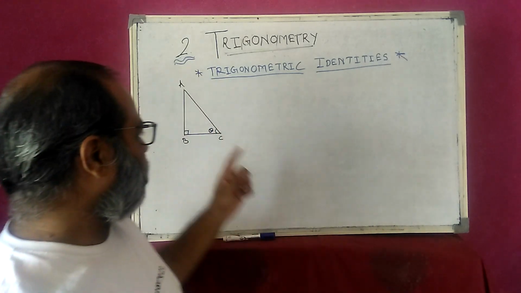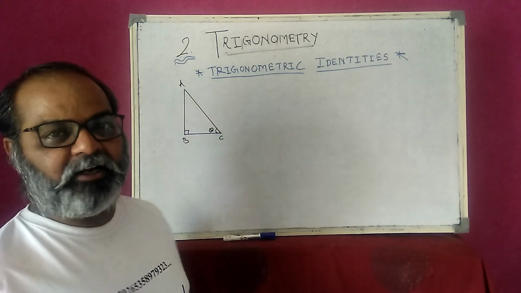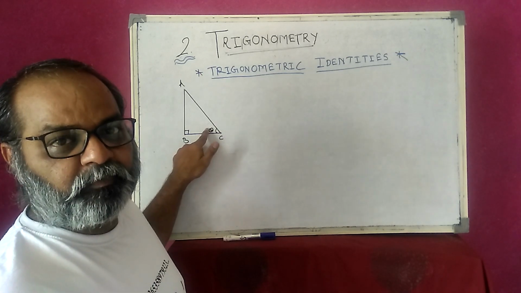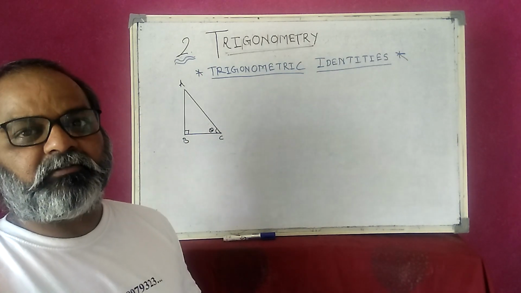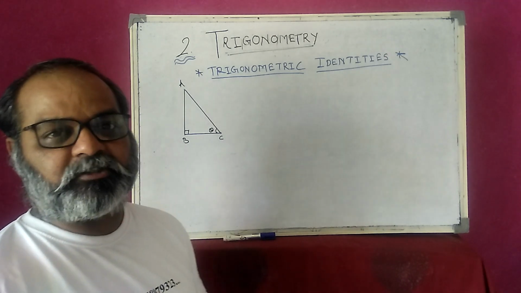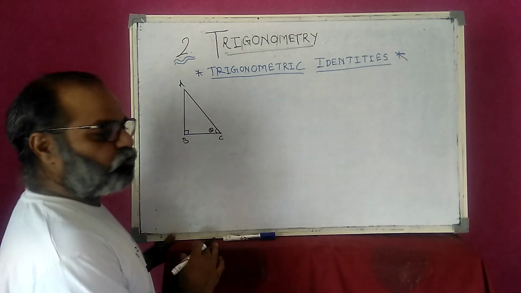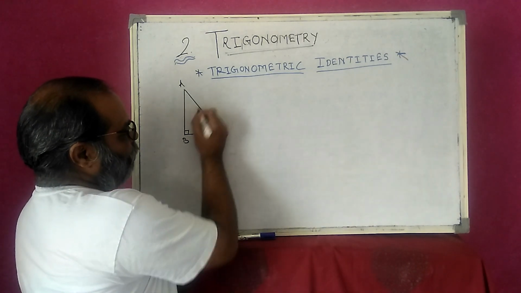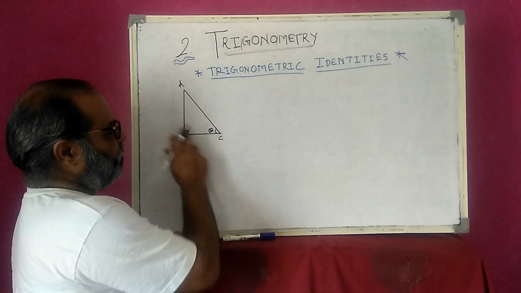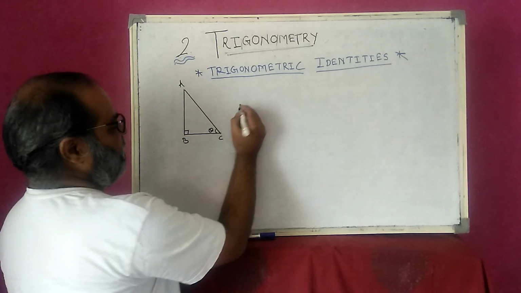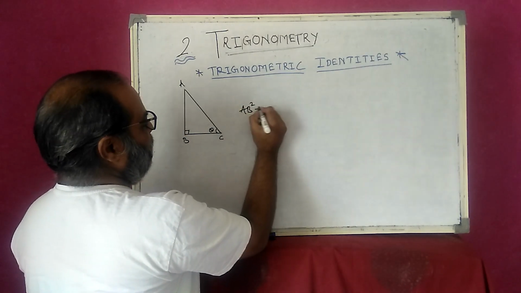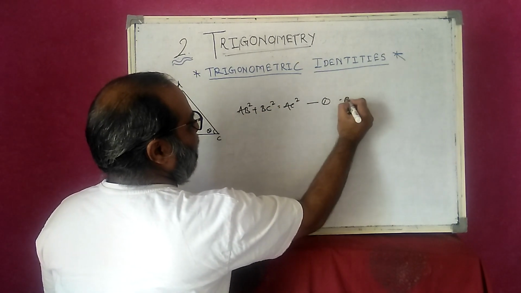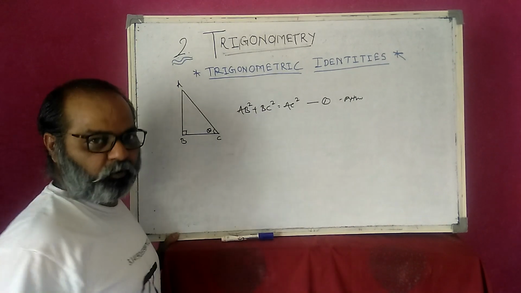So you can see here there is a right angle triangle, triangle ABC. Here is the angle theta. So I will use the Pythagoras theorem in the right angle triangle. What Pythagoras says is that the hypotenuse square is equal to the sum of the squares of the remaining sides. So I write here AB square plus BC square is equal to AC square. This is by Pythagoras.